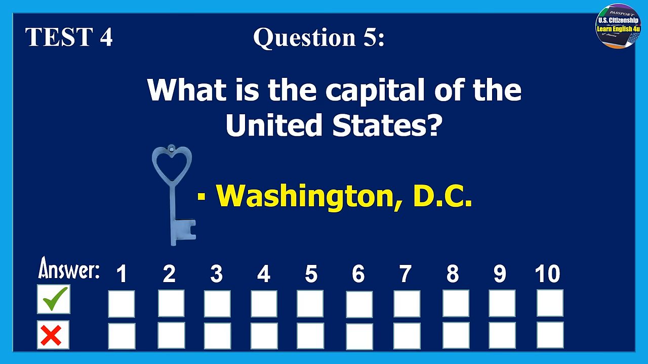Who is in charge of the executive branch? The President. Where is the Statue of Liberty? New York Harbor. George Washington. What group of people was taken to America and sold as slaves? Africans.